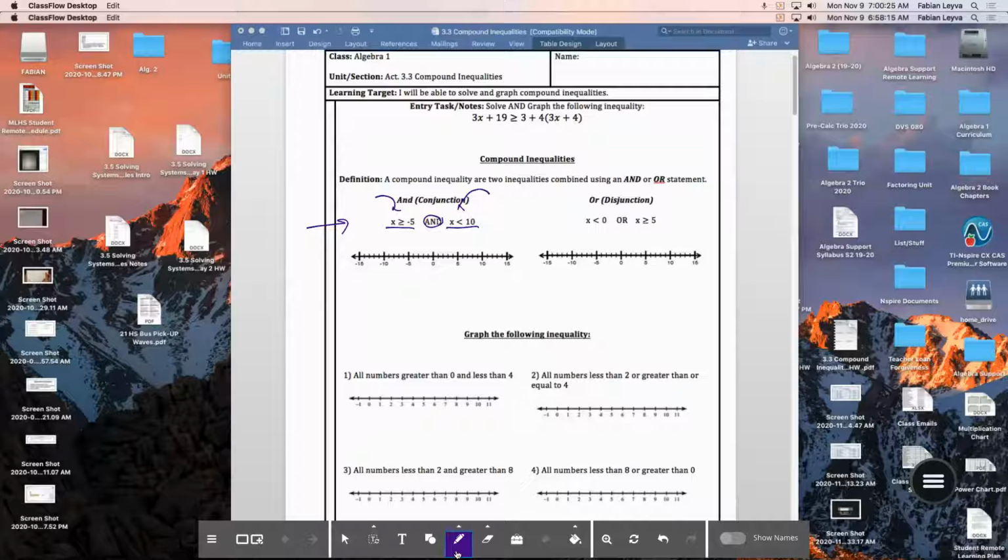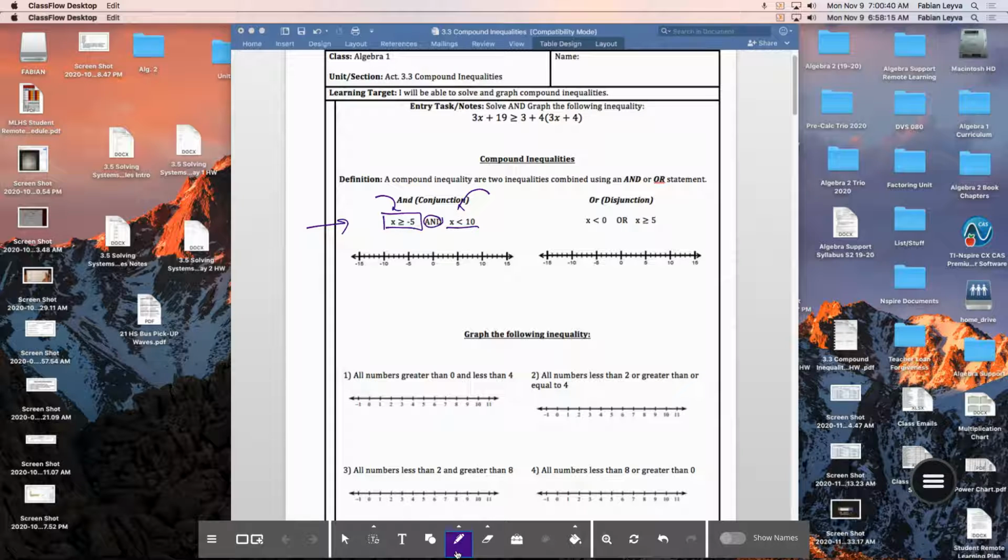Now, some people can read that inequality and understand exactly what numbers you're talking about. What are my answers that have to be both? Well, that's why 99% of the time we're going to do some type of graphing, because it's so much easier to see this visually. So let's get to graphing.